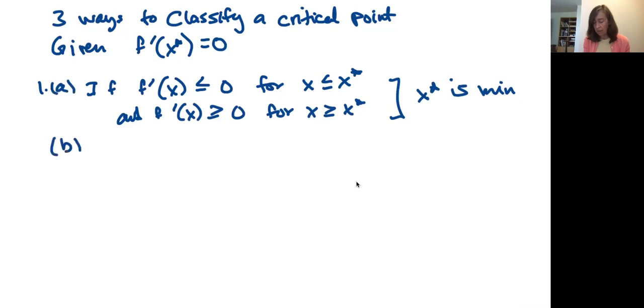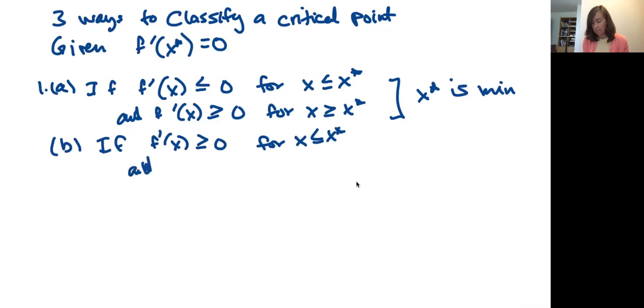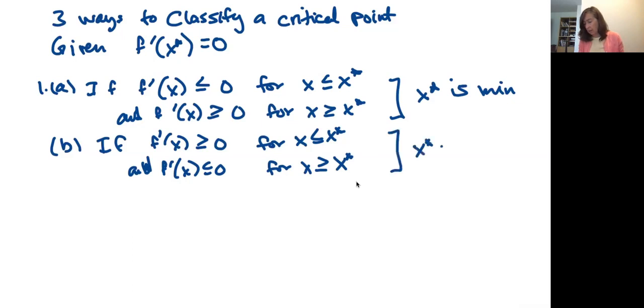Part B then is the opposite. If that first derivative is greater than 0 for x less than x star, and it's less than 0 for x greater than x star, so it's greater than 0 as x is below x star, and then it becomes less than 0 when x gets bigger than x star, that's going from going up to going down. That's the top of a mountain, and x star is the maximum.